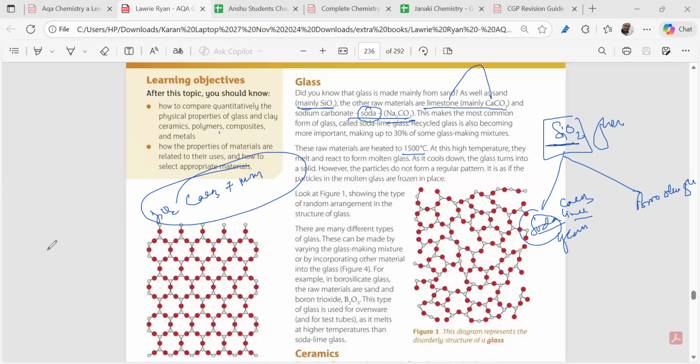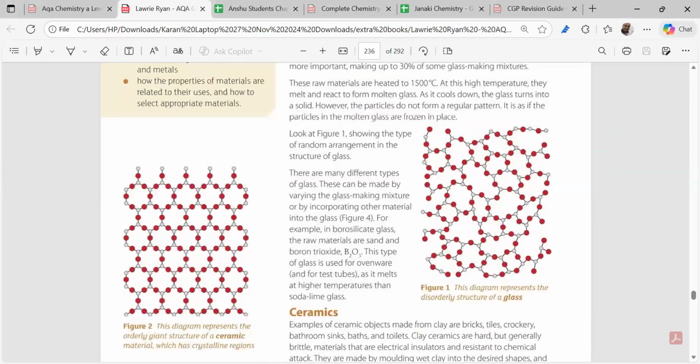After that we cool it. When we cool it, what happens? Glass turns to a solid. Now, this is a very shocking thing. This will not be in a regular lattice. This is very important. They are not in a regular pattern. This thing you have to know. Now, the second type of glass is what?